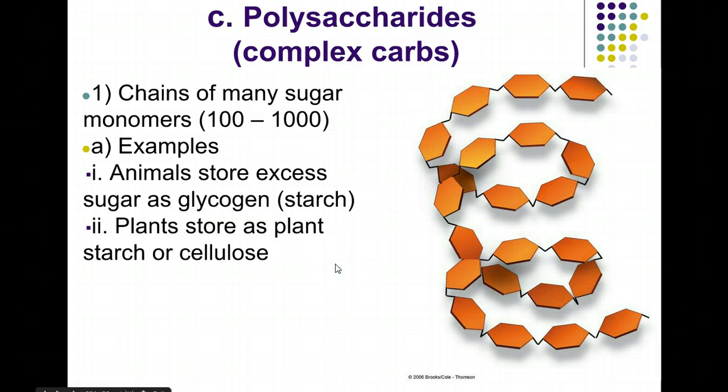Now polysaccharides, these are the big ones. Polysaccharides are when we process a large amount of monosaccharides, and they can be in huge chains. You can see anywhere from 100 to 1,000, and they contain a lot of energy. Animals store excess sugar as what we call glycogen or starch. It's like the step before we store it as fat. And there's a ton of energy stored in those. That would be maybe closer to the chain of 1,000 monomers. And then plants store it as starch or cellulose. Cellulose is one of the carbohydrates that plants use to make their cell walls. So there's a lot of energy in this one, my friends. Lots and lots of energy.